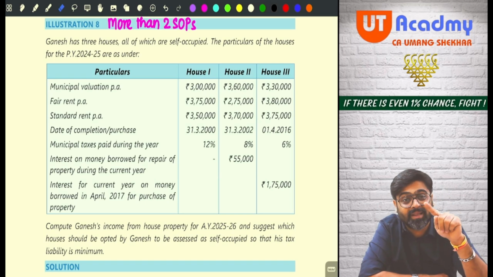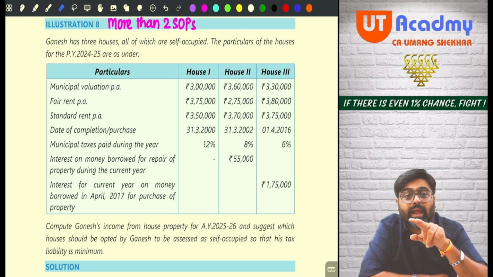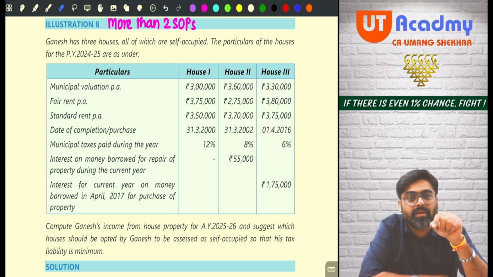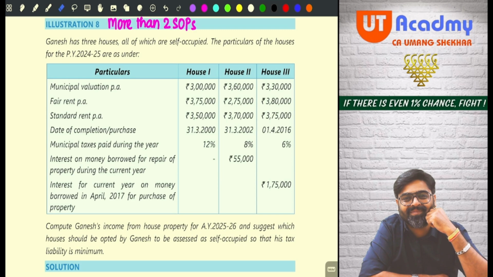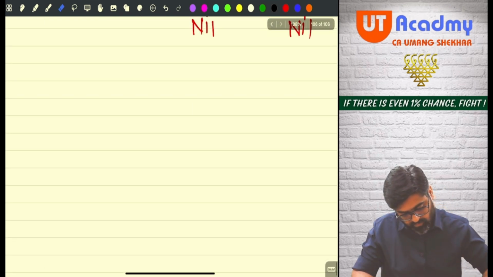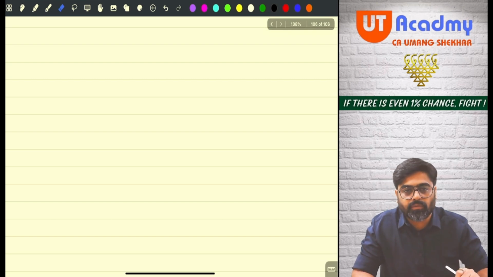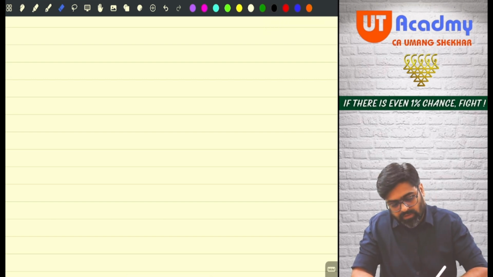1 and 2 SOP, then third will be DLOP. If you say 1 and 3 as SOP, then 2 will become DLOP. And if you say 2 and 3 SOP, then 1 will become DLOP. Now you'll have to make 3 calculations. You have 3 houses. First I'll read the question.